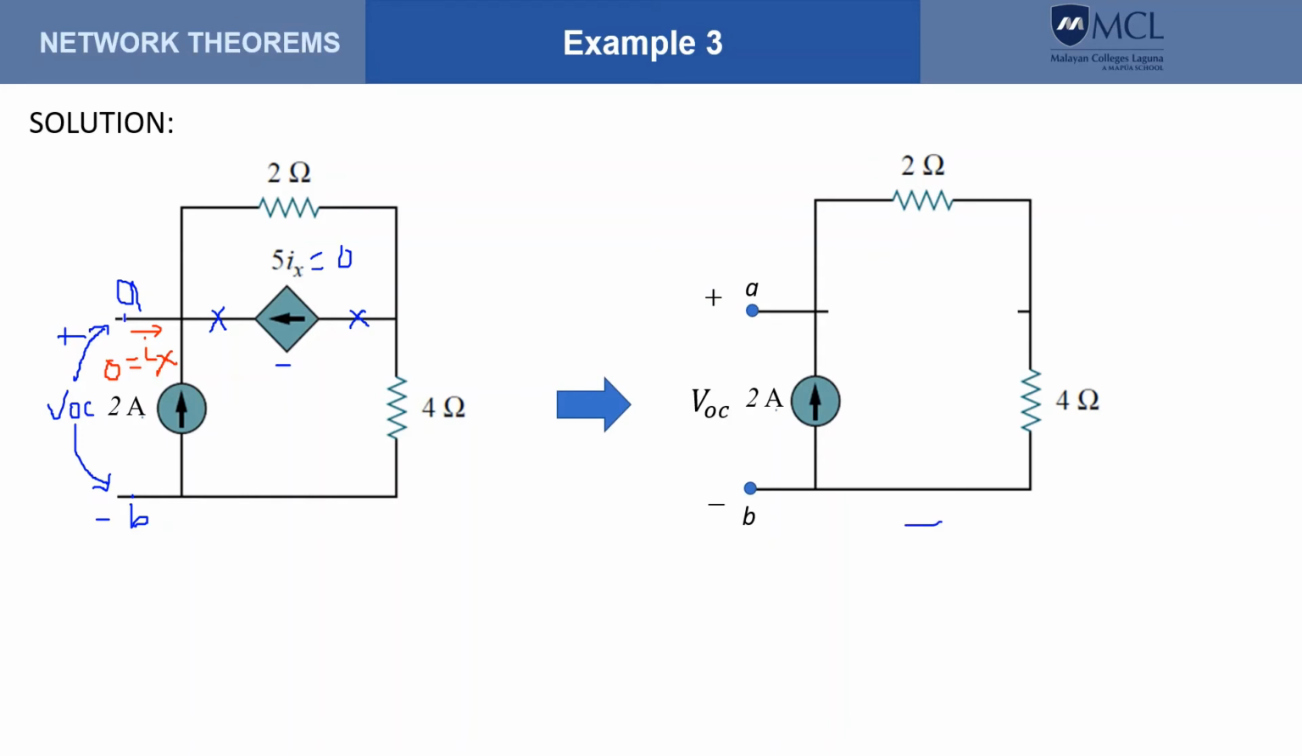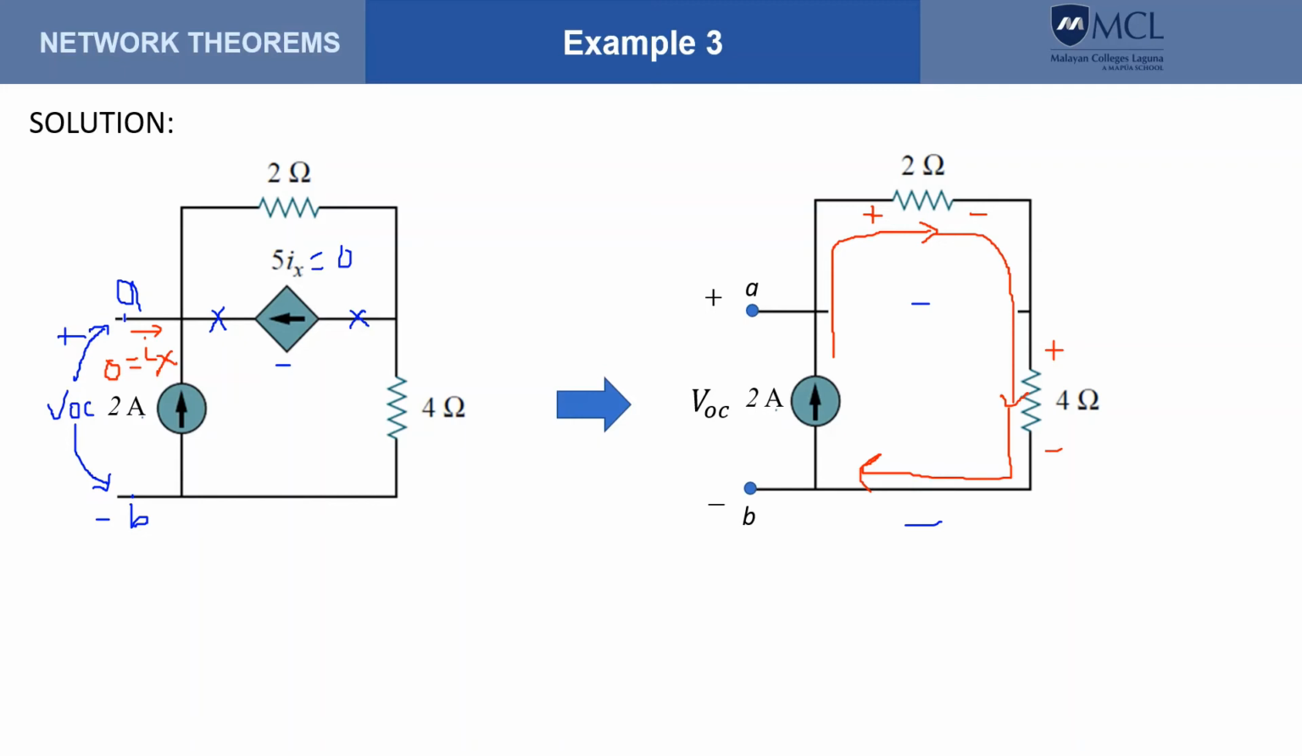And now, because there is no more source here, that means that the 2 ampere current will simply flow directly to the 2 ohms and then to the 4 ohms and back. That means also that the voltage across the 2 ohms, the polarity would be plus here, minus here, and for the 4 ohms, this will be the plus, and this will be the minus.